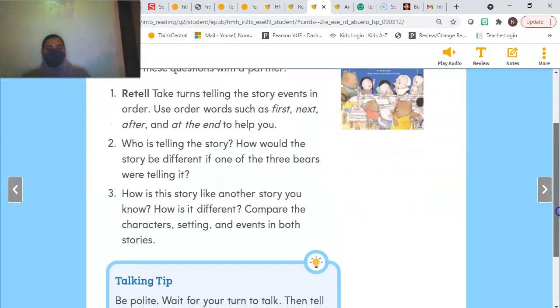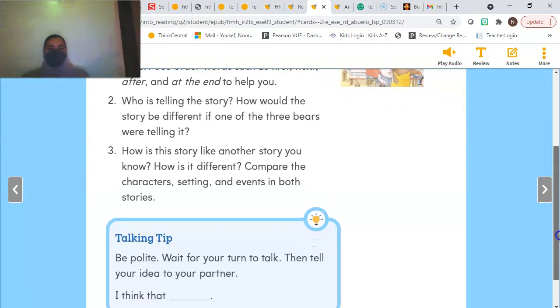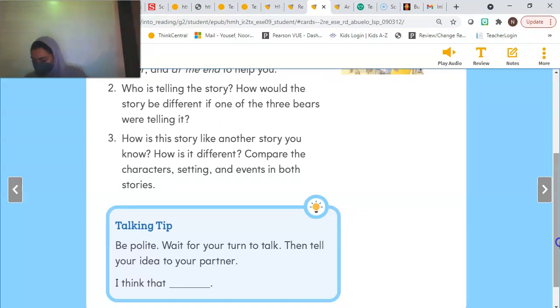Let's tell the story and the events in order that it happened. We're going to use the words first, next, then, and last to help us. First, what happens? Raise your hand. Dominic. Okay, first, Emilio's grandfather says he's going to tell him a story.